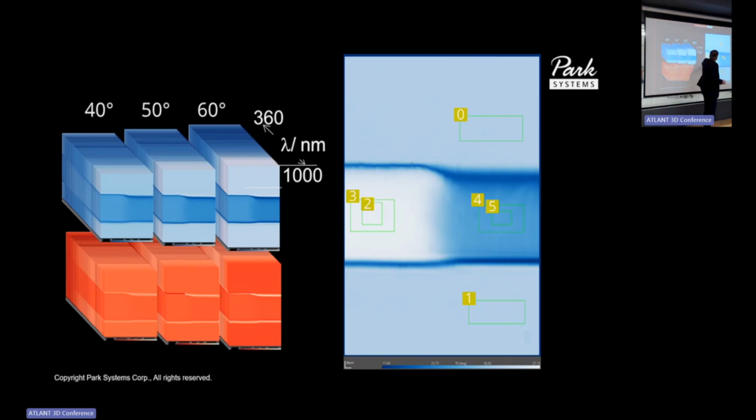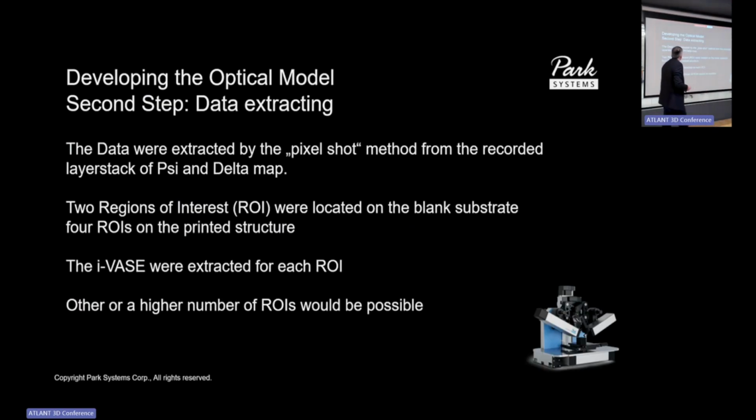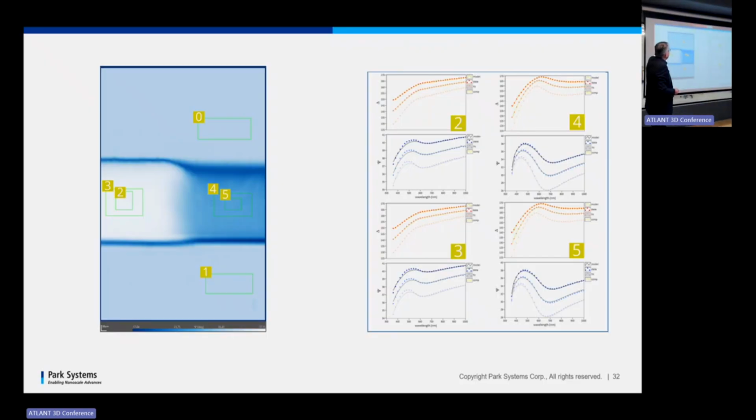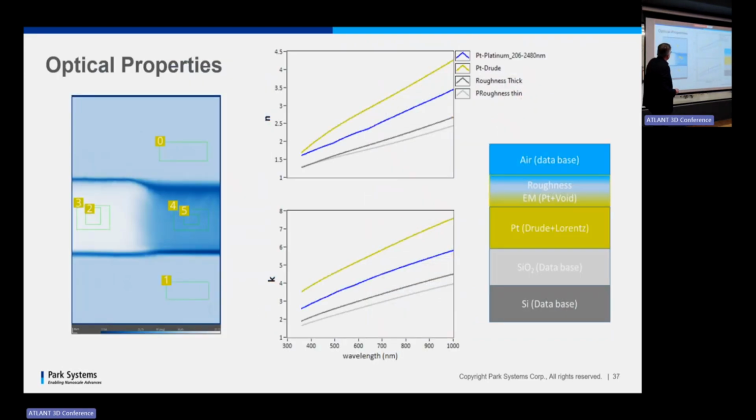Then I selected different regions of interest. I wanted to see if the size has an influence on the optical properties. Are they homogeneous? So I selected different size regions of interest, and then did the optical modeling. So here you see the result for the different areas of the sample, and then the fitting result for the starting material, the basic material.